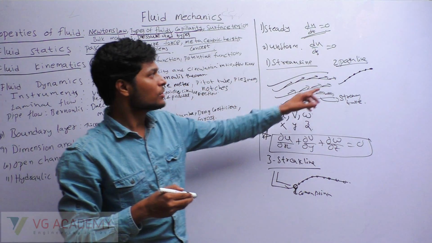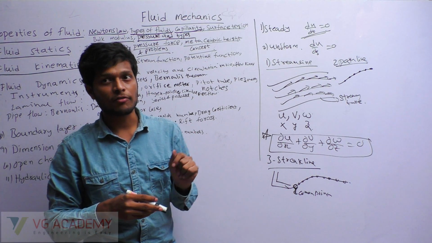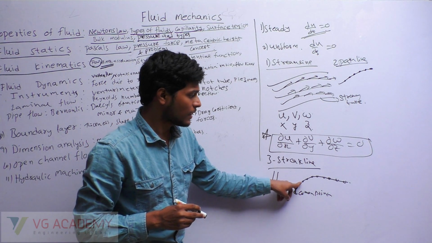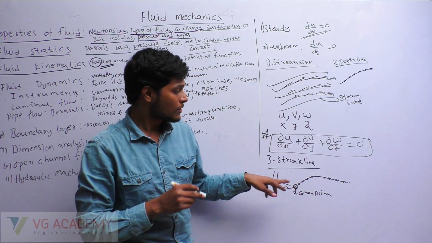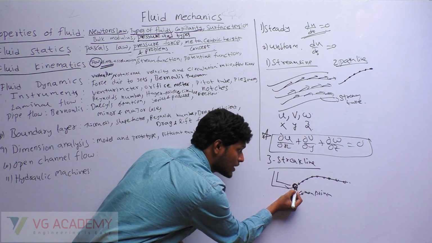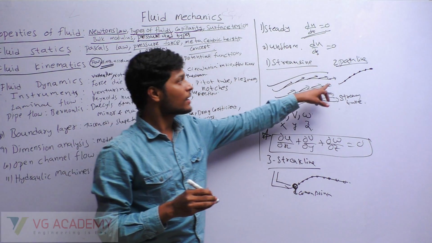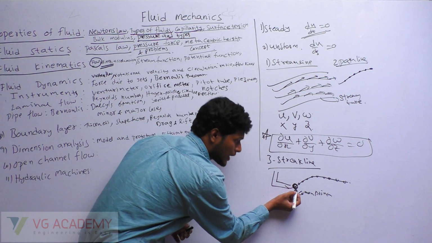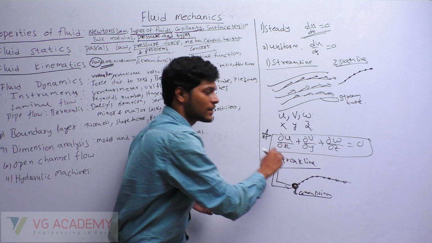Both path line and streak line look exactly the same if it is a steady flow. If it is an unsteady flow, suppose the first particle traveled in this direction, the second particle need not travel in this direction. So the path traveled by the particles that crossed from this point, I will track. That is streak line. Here, the path traveled by a single particle is path line. The path of the particles that have crossed a common point is called streak line.